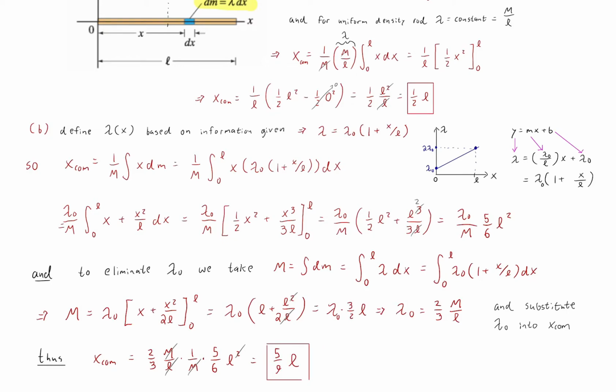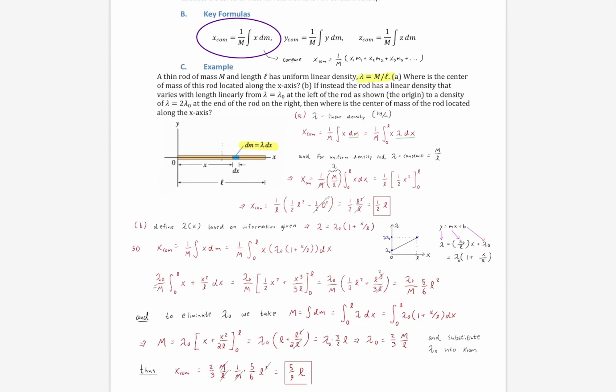So indeed, the center of mass is shifted more towards the dense side. Not that much. 5/9 is not that much bigger than 1/2, but it is definitely a shift. So that's how we deal with confirming the center of mass for intuitive cases and dealing with cases where we have a non-constant density, and specifically one that increases linearly, so we can find our functional dependence using some rules from basic algebra.